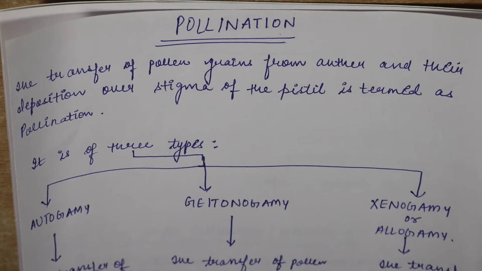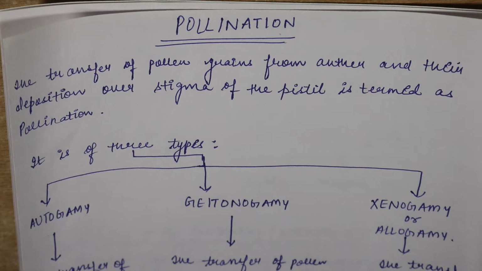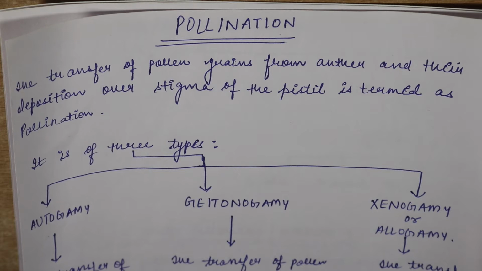Then what is autogamy? First of all, it is self-pollination. The transfer of pollen grains is from the anther to the stigma of the same flower. Self-pollination is in the same flower only. What are the examples of it? Pea, rice, wheat, etc. Then the next one is geitonogamy.